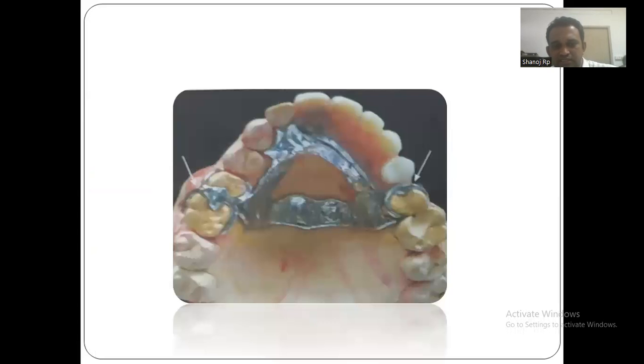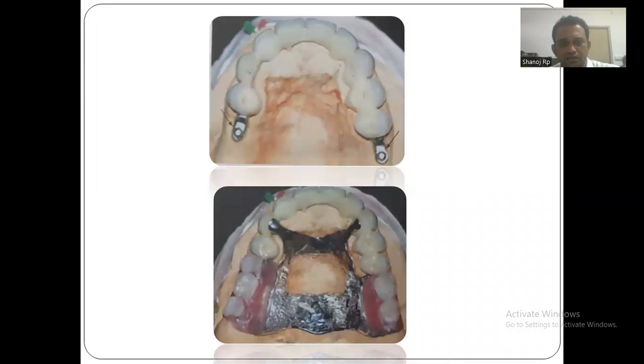So the first picture is an example of a cast partial denture. Here you can see the cast partial denture resting on the teeth with the help of rests. The second one is also an example of a cast partial denture with precision attachments. The distal ends of the FPD have precision attachments, onto which the cast partial denture will be attached.